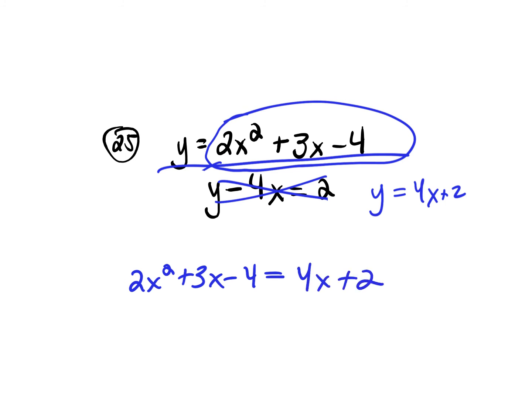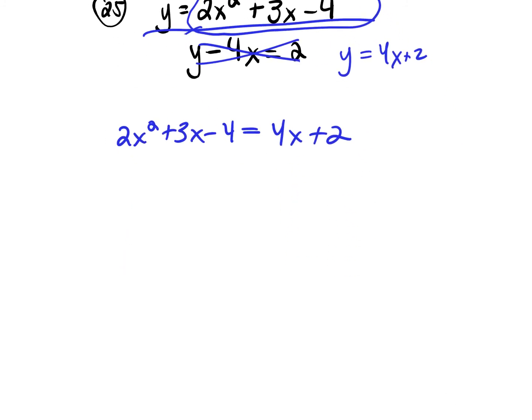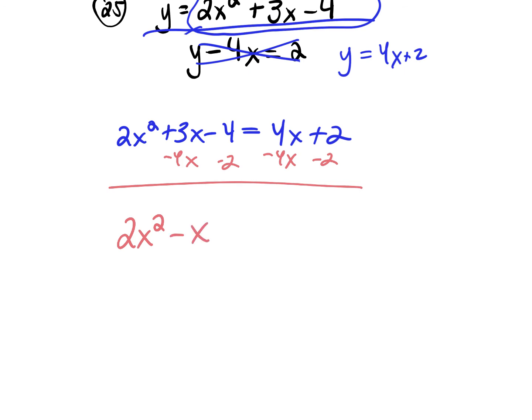Do you guys notice how we have a quadratic? You have an x squared and an x to the first, right? That means move everything to one side. So I'm going to subtract 4x and I'm going to subtract 2. So I get 2x squared. What's 3 minus 4? Minus 1x. And then what's negative 4 and a negative 2? Negative 6 equals 0. Everybody with me?